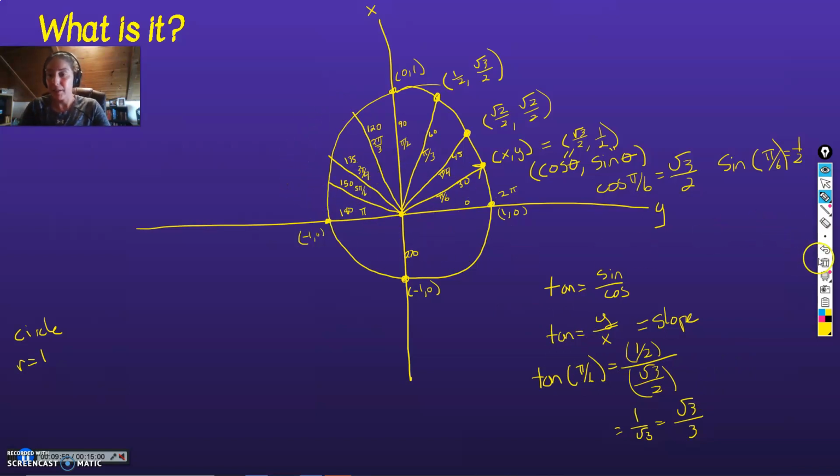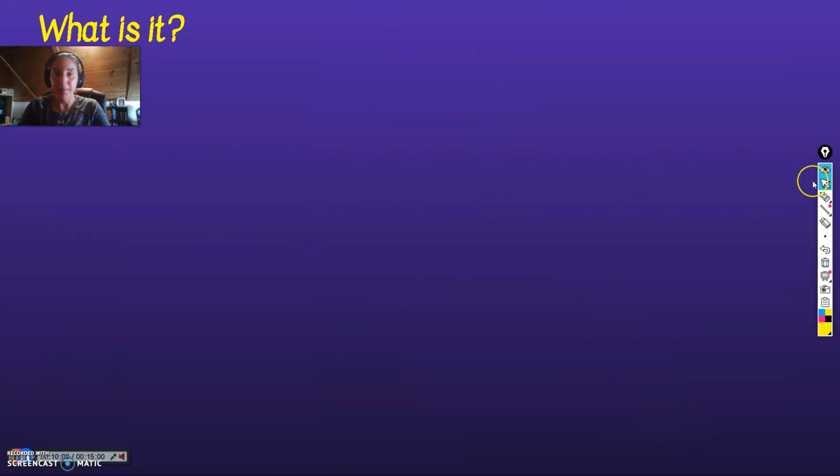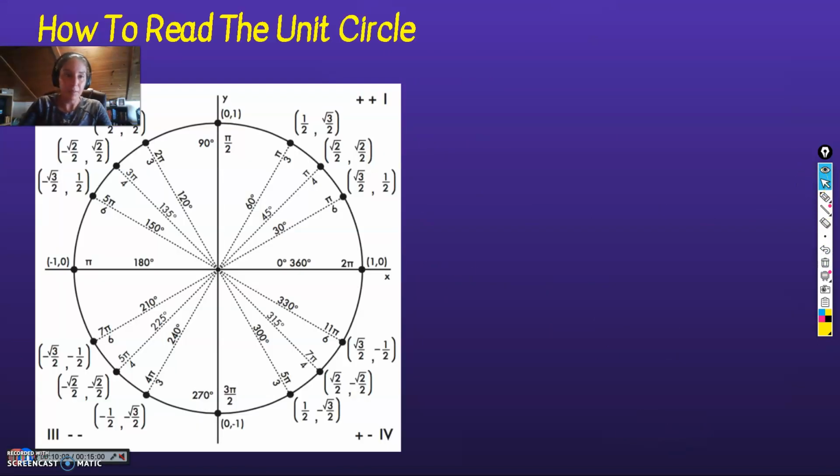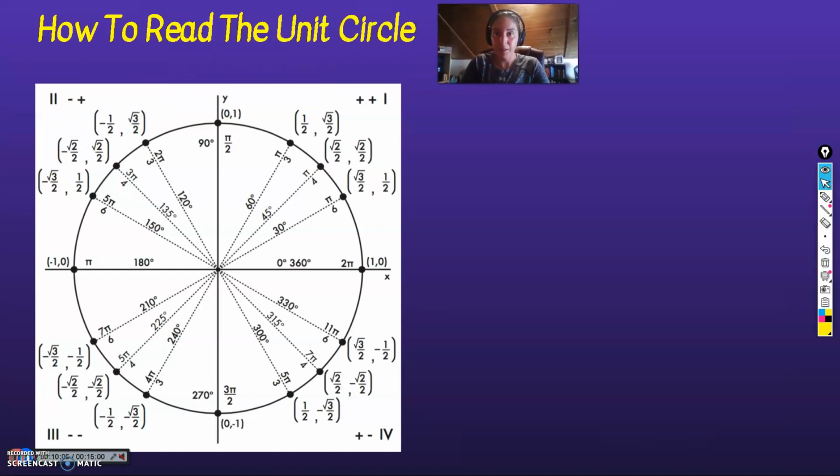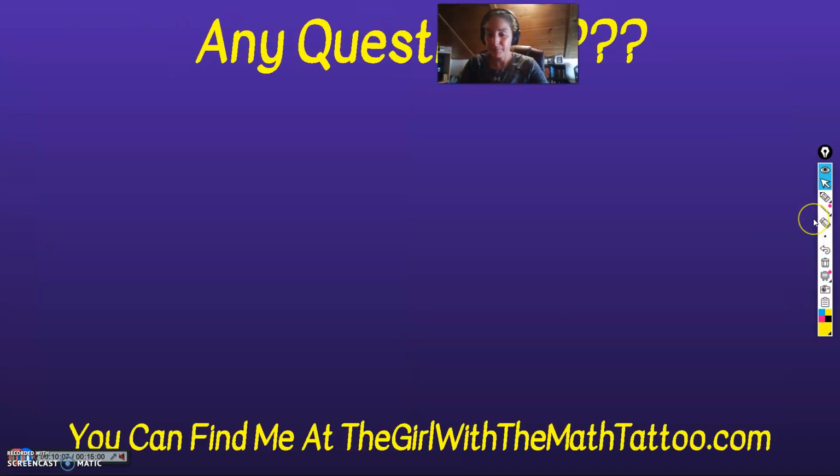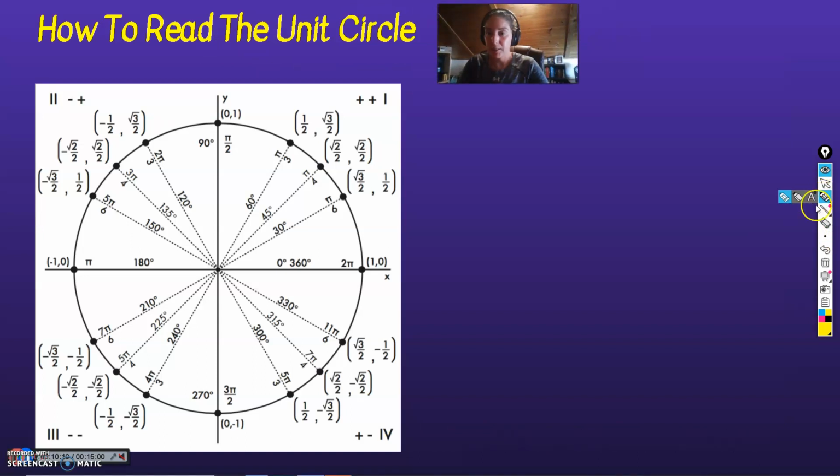Let's look now at how to read a couple of these. Oh, I gotta move my face again. So this is a much nicer unit circle.